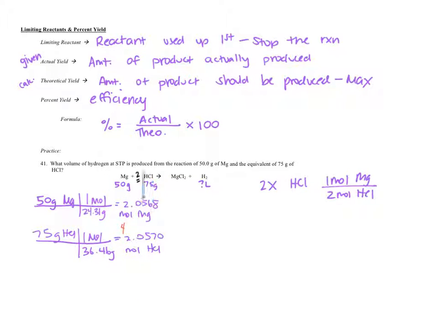Remember, you need double the amount of HCl. 2.0570 is not double 2.0568. So that means the HCl is the limiting reactant. So you'd write HCl is LR. Might be a good idea to box that off so I can see that you know that. And here's why you need to know that. That then becomes the stoich.